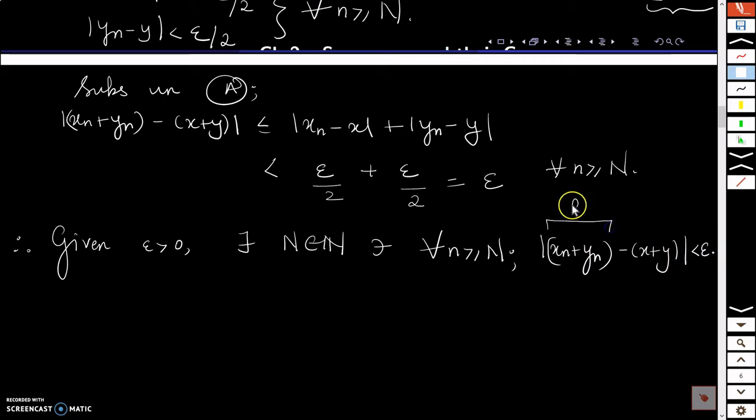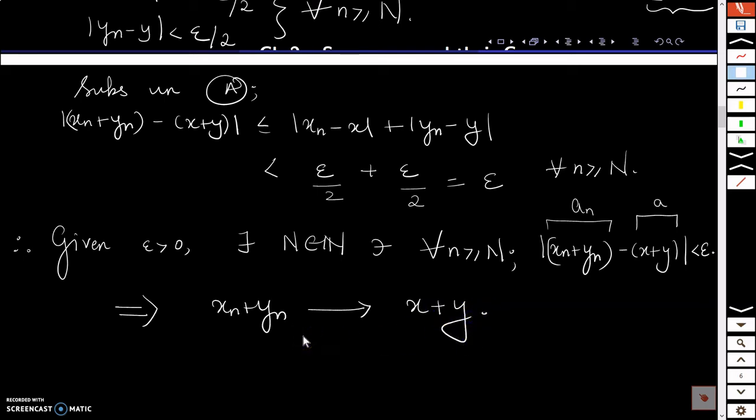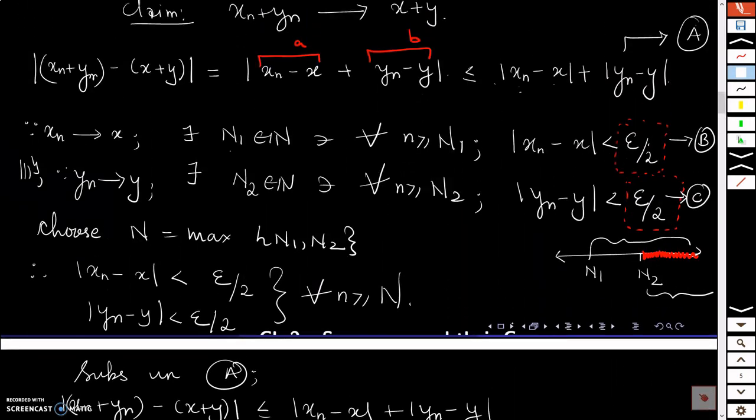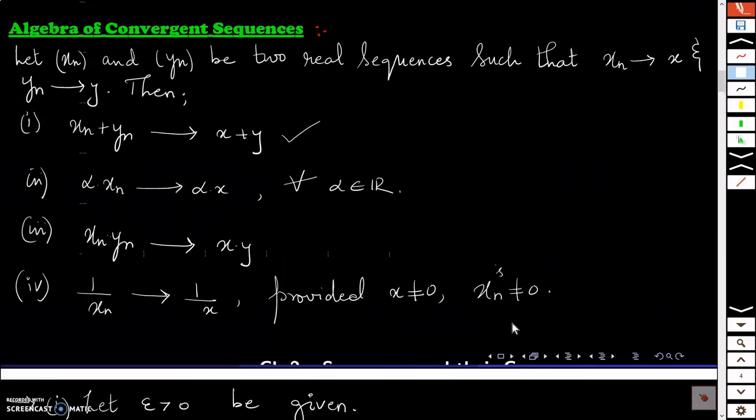So if you take this as your sequence an and this as the point A, then this sequence an converges to the point A by definition, and this implies the sequence xn plus yn converges to the point x plus y. So the conclusion is, if xn converges to x and yn converges to y, then the new sequence xn plus yn will converge to x plus y, and that completes the proof of the first property. So the first one is done.